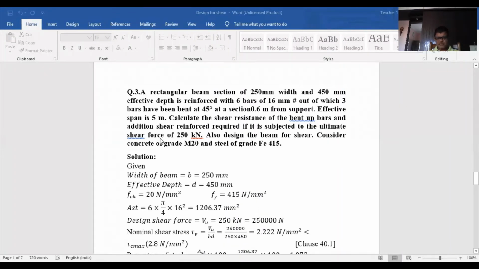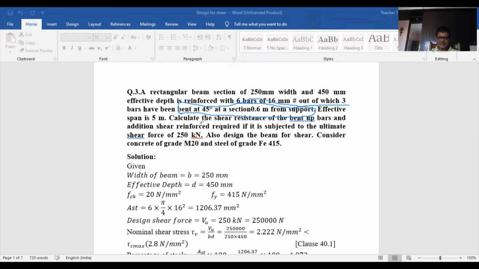Now let us come to this question for bent top bars. In this problem, all the data is given here, and it is given that out of the 6 bars available, 3 bars are bent up at 45 degree at a section 0.6 meter from support. So all the bars are not taken to the support; at 0.6 meter they have been bent up.